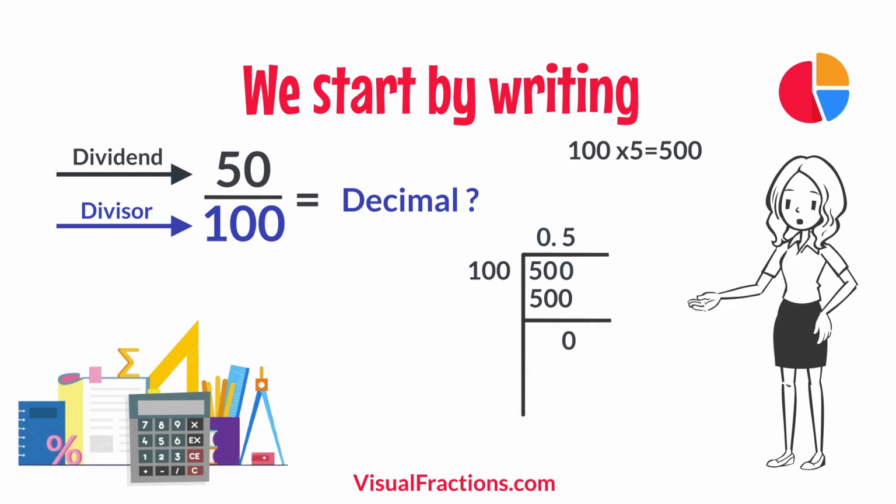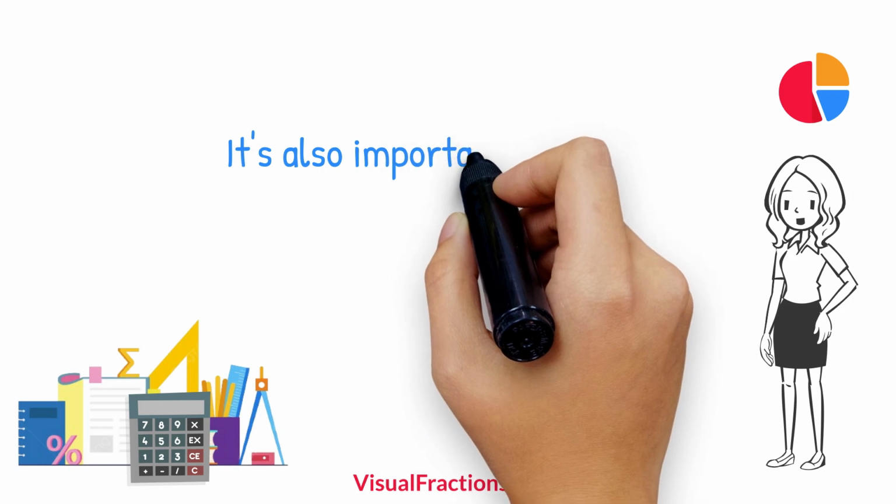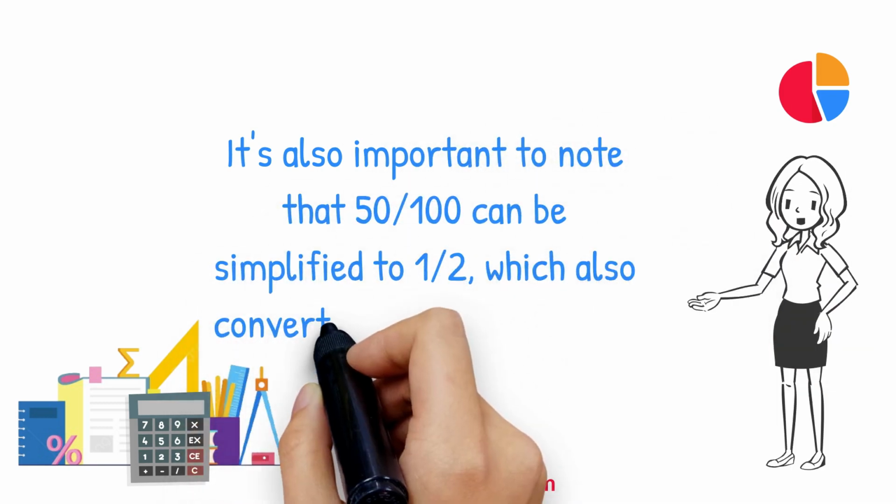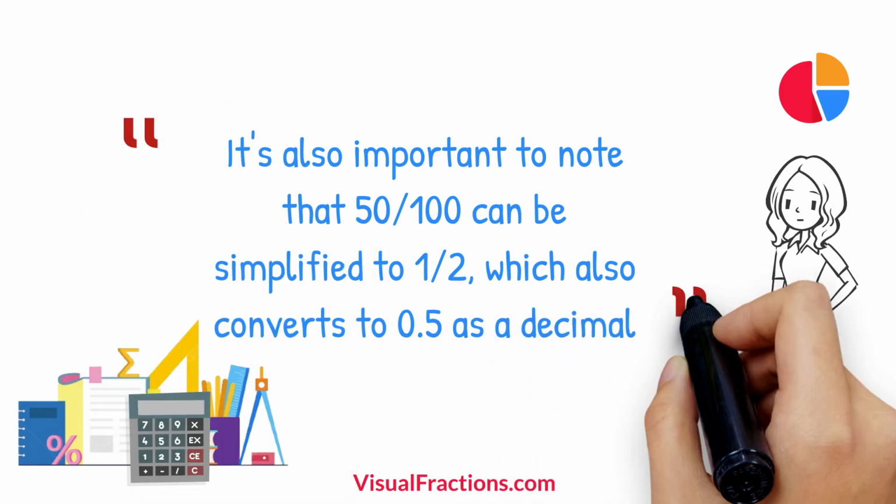So, there we have it. The fraction 51/100ths converted to a decimal is 0.5. It's also important to note that 51/100ths can be simplified to 1/2, which also converts to 0.5 as a decimal.